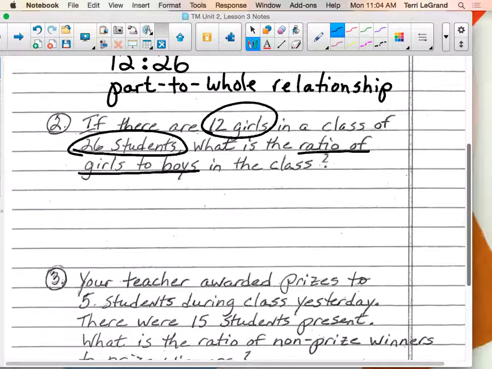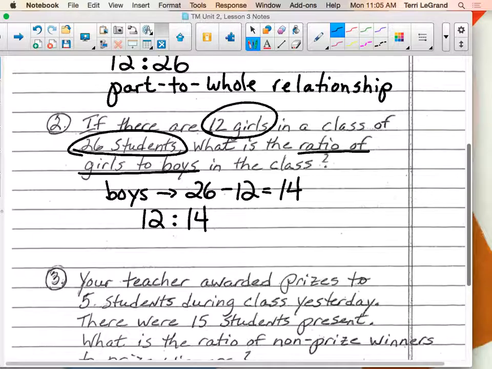We're going to have to do something to get that, aren't we? What are we going to do? To get the number of boys, we will subtract it out here. Okay, what should our subtraction problem look like? 26 take away the 12 girls should tell us how many boys there are. How many boys are there? 14. Okay. So now we go back and we look at how we are supposed to set it up. Girls are supposed to be first in our ratio to boys. Girls is 12. Boys is 14.